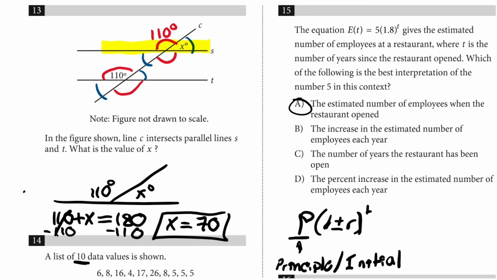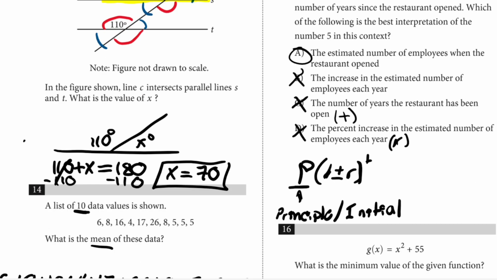B is the increase in the number of employees each year. That's not right. C, the number of years the restaurant has been opened? That would be T, so it can't be C. D, the percent increase in the estimated number of employees each year? That's not it either. That would be R. So the answer is A.